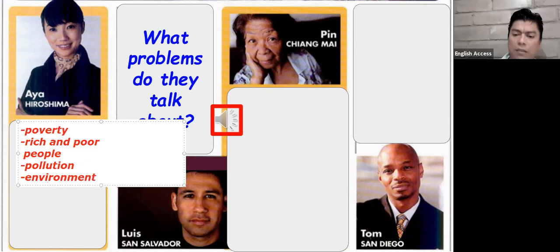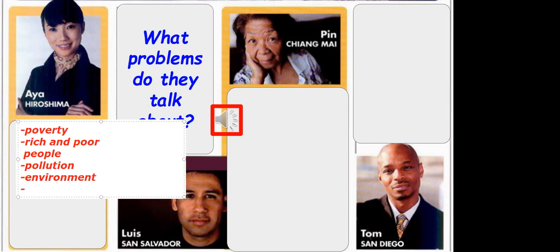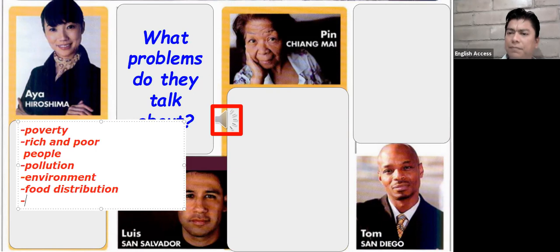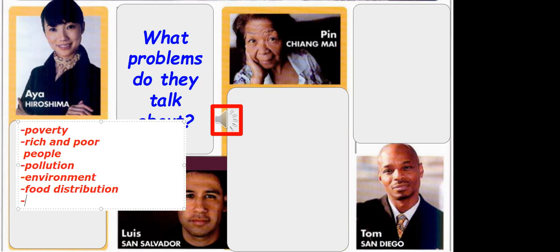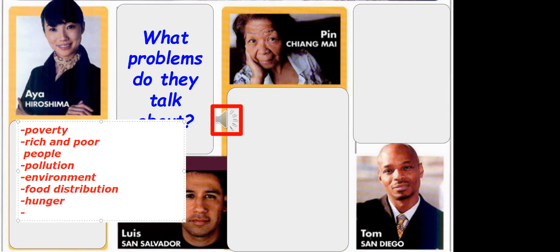Okay. Something else? What about Pin? About food distribution. What's the food problem? Education and hungry people. Eradication of hunger. Is that the problem? No, that's not the problem. Okay. So what is the problem? Maybe hunger.